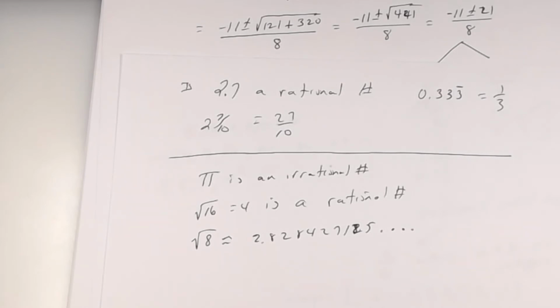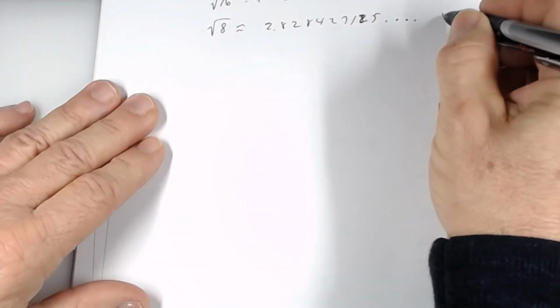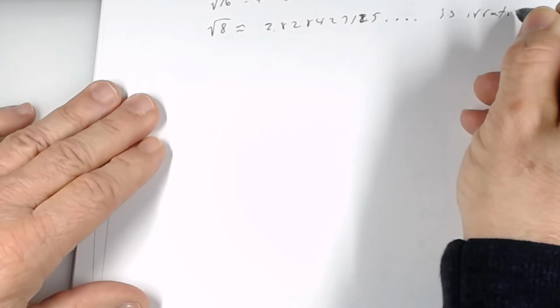So you can see how that's going to look. Okay, let's do this one. So this will be number 2. Number 2. So don't forget, this one was irrational.